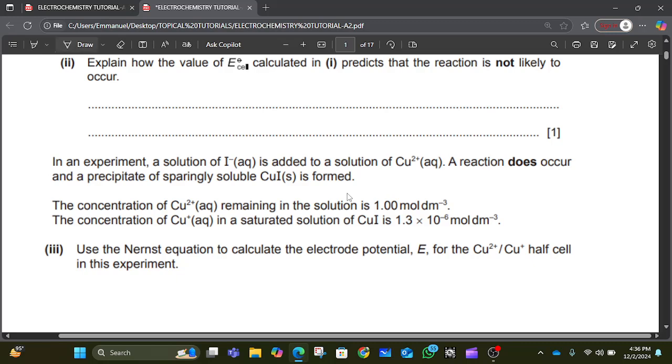II. Explain how the value of E naught of cell calculated in I predicts that the reaction is not likely to occur. The E naught of cell calculated in I is negative, and anytime the E naught of cell is negative, the reaction is not feasible or not likely to occur. Now we can prove this by calculating the Gibbs free energy for this equation. Remember, the Gibbs free energy is given by negative nFE naught of cell. The n is the number of electrons transferred in the equation. The F is the Faraday's constant. And of course, the E naught of cell is what you have calculated in I above.